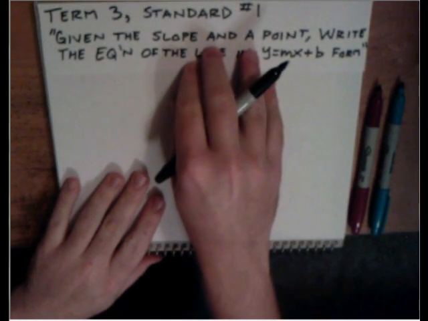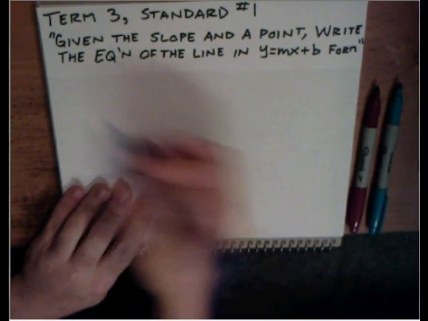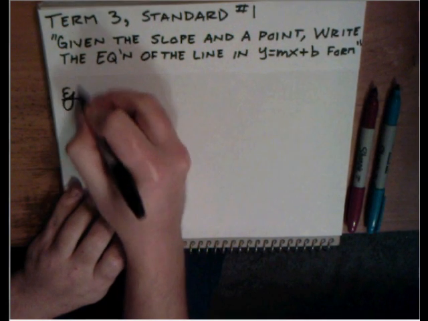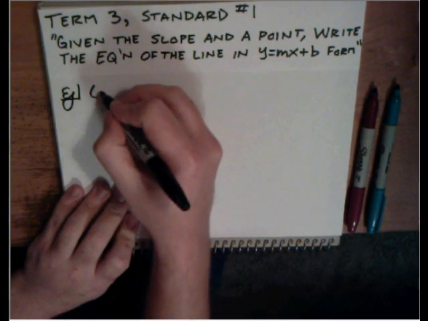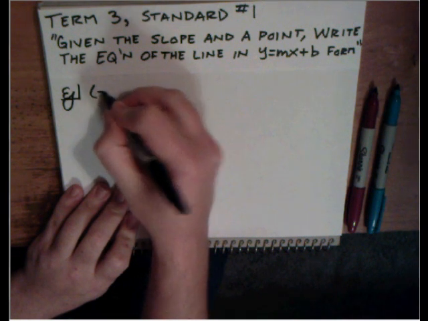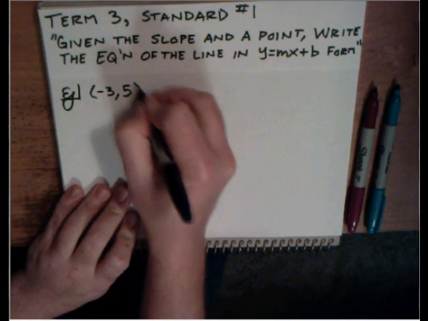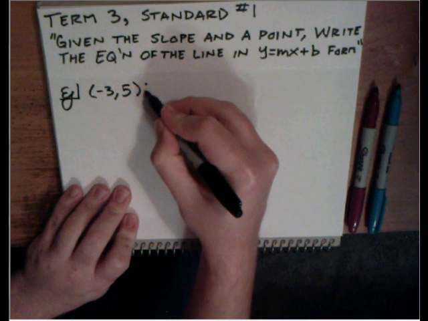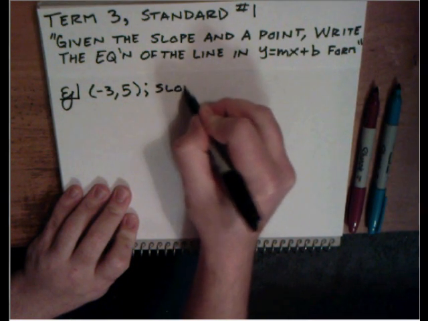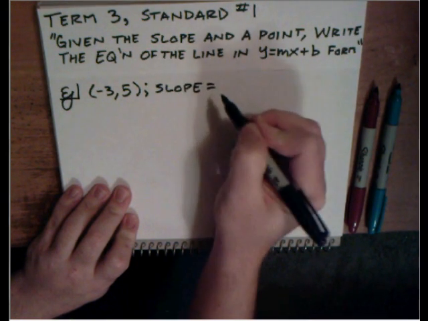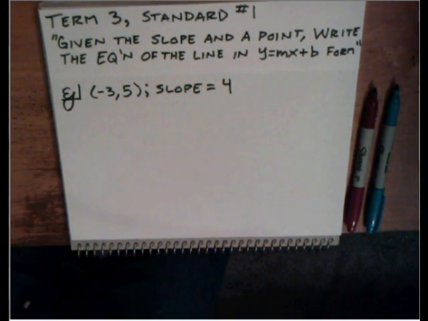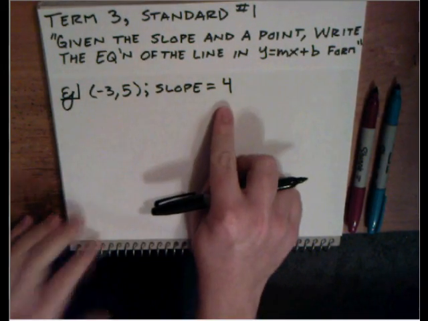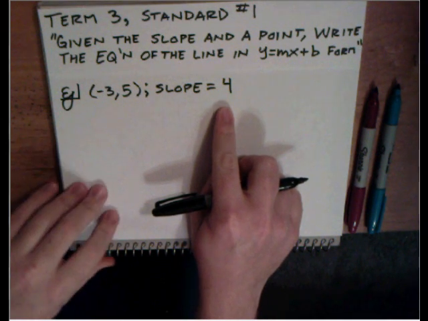So here we go. Let's actually do an example here. What you get on Standard Quiz Question number 1, in addition to the directions, is you get a point, for example, maybe negative 3 comma 5, and you get the slope of a line. So they tell you the slope. And for this example, let's just go with 4. So what we want to do is turn this information here into the equation of this line.